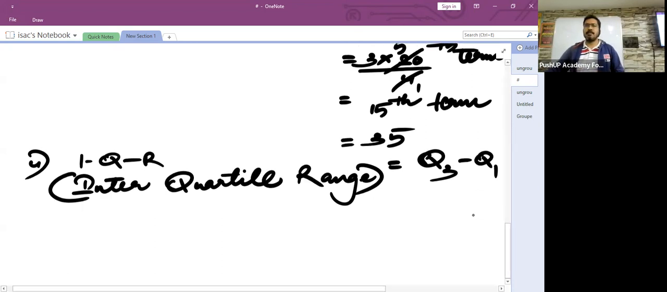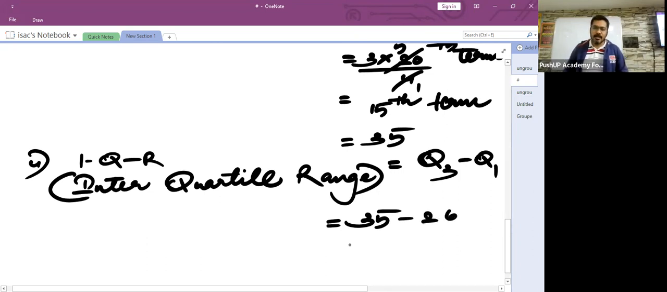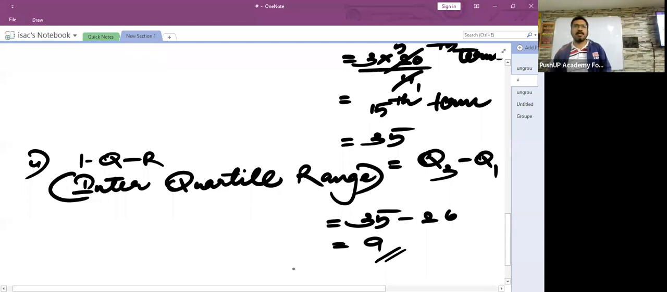Are we done? So Q3 minus Q1 is what? Q3 just now you found 35. Q1, how much was it? 26. How much is 35 minus 26? It is equal to 9. So 9 is your answer for interquartile range.